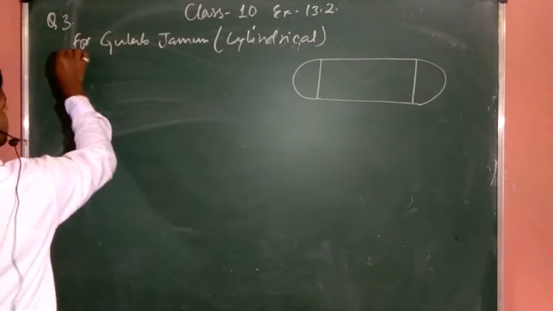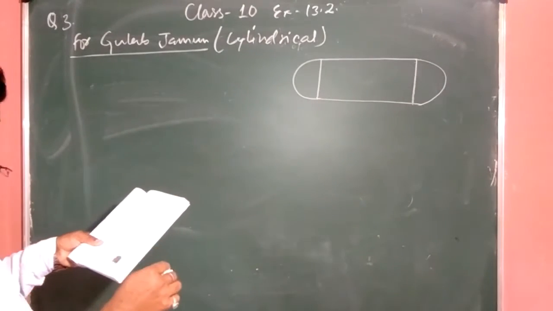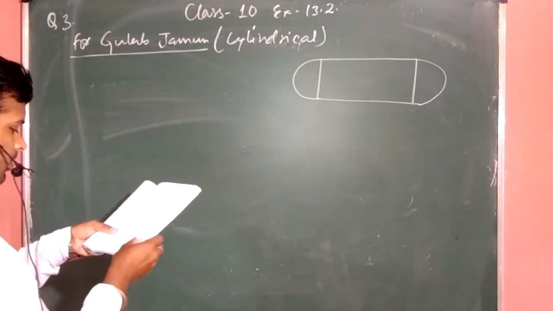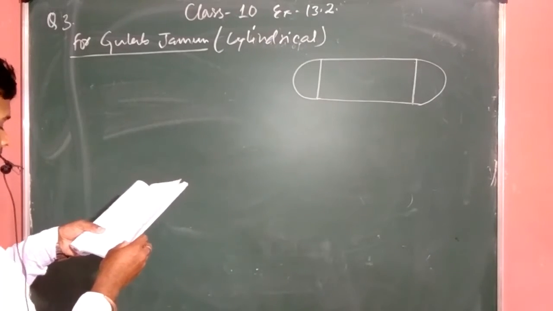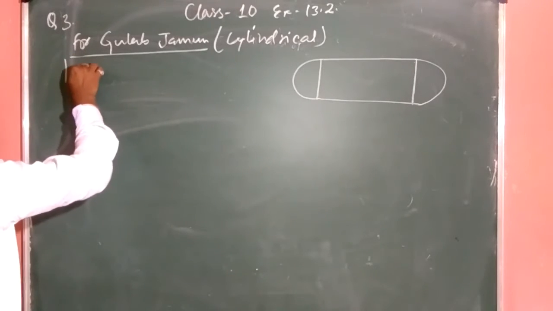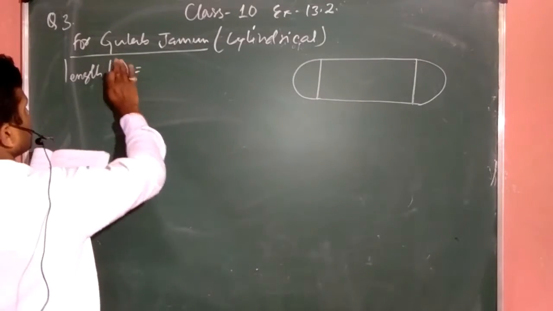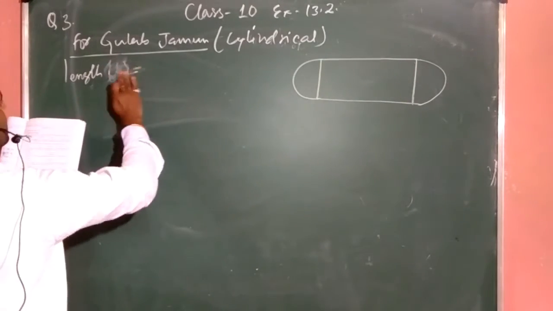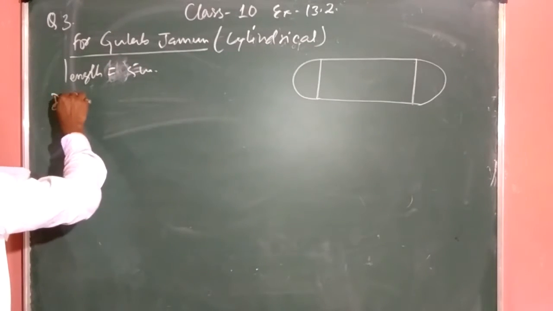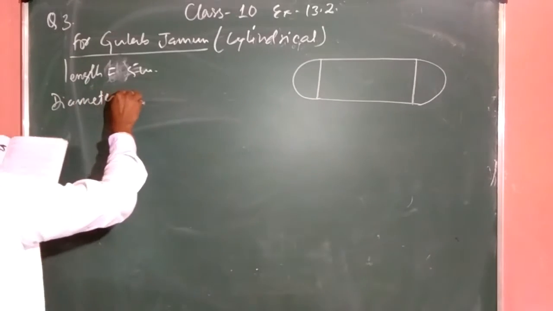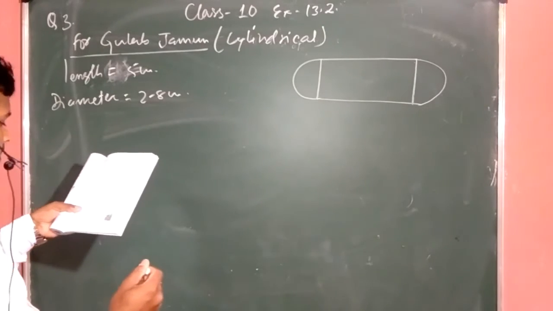So for gulab jamun, first, what is given in the question? It is given the number of gulab jamuns, volume, hemispherical ends, and the length is given. Length we need to take as height. Length is how much? 5 centimeter. Diameter is given as 2.8 centimeter. This is for the cylinder.